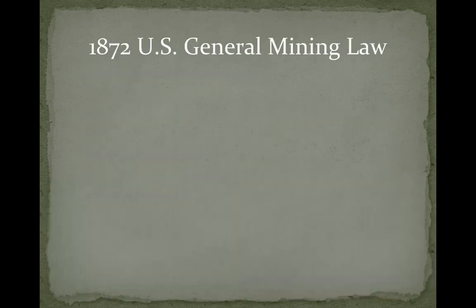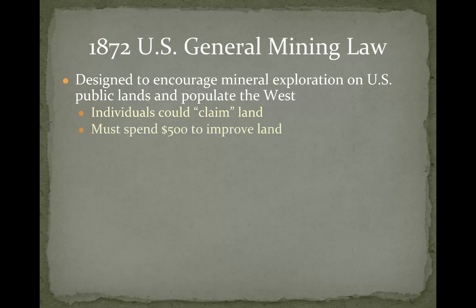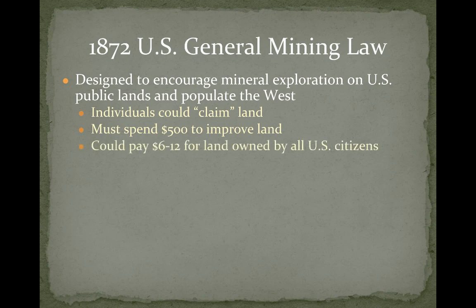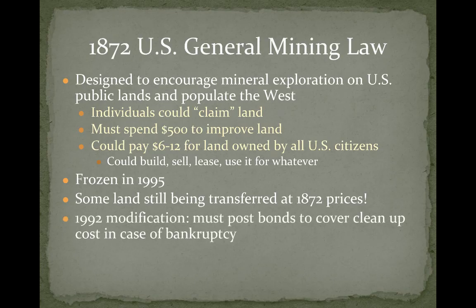There have been some attempts. The 1872 General Mining Law wasn't more for the environment. This was more to encourage people to come out west. You could come out west, and under this law, you could claim land. And claiming was not expensive, $6 to $12 to buy the land, $500 to improve it. When it's all said and done, $500 was not going to fix what they did. It stopped in 95. But still, some people were buying land for about $12 during this time.